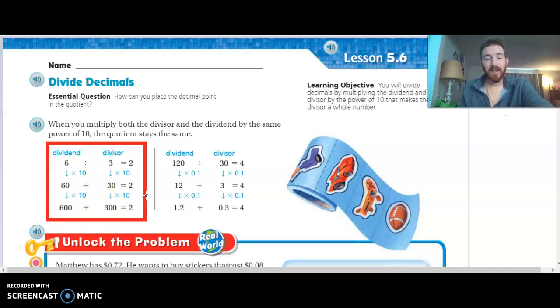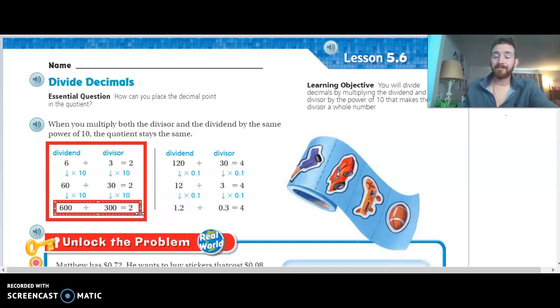That's what they're getting at when they say when we multiply both divisor and dividend by the same power of 10, our quotient stays the same. You might say, well, why would I need to do that? If I already know 6 divided by 3 is 2, why would I bother going on with that? This is a good example that shows that this works. Again, if we do times 10 again, 6 times 10 makes 60, and then times another 10 makes 600. 30 times 10 makes 300, and then 600 divided by 300 equals 2. Again, that just shows us that that works when we multiply by those powers of 10.